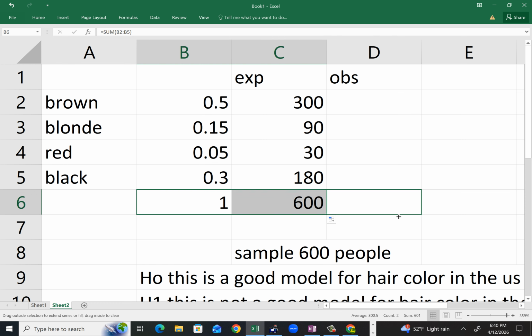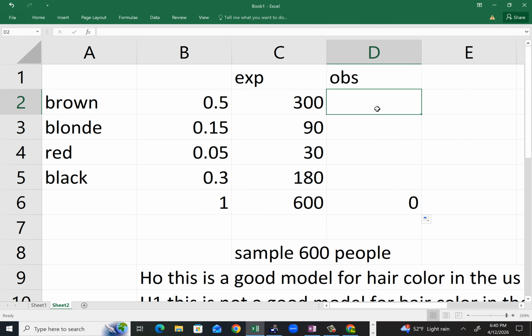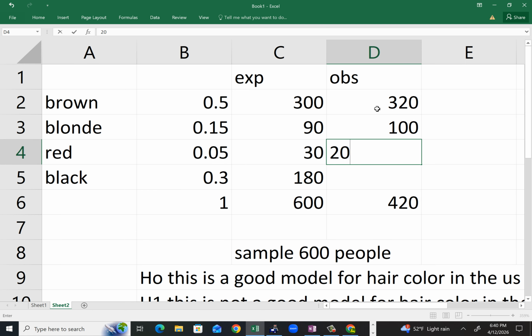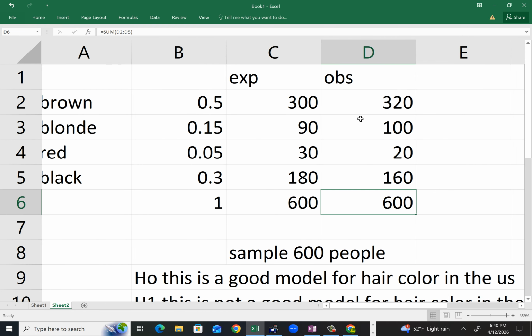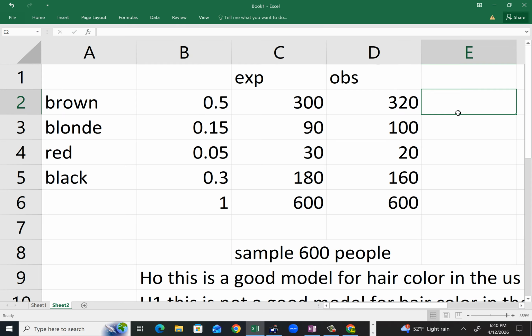Oh, it is. So I go out and I look, and I get 320. I get 100. I get 20. I get 160. Done. Okay, there they are. Now, that's obviously different. Of course it's different. Is it enough different to cause an issue? I don't know. That's why we do the test.